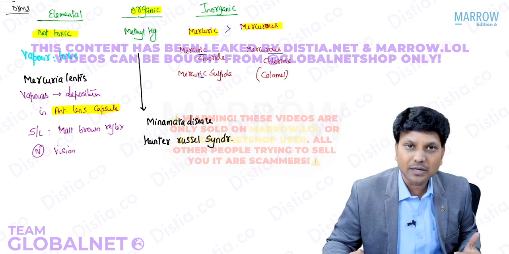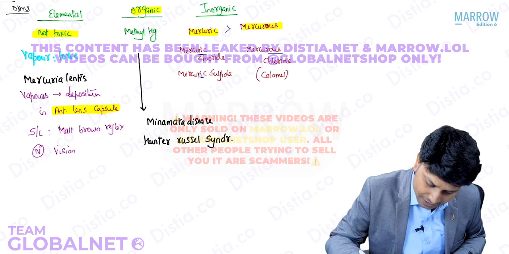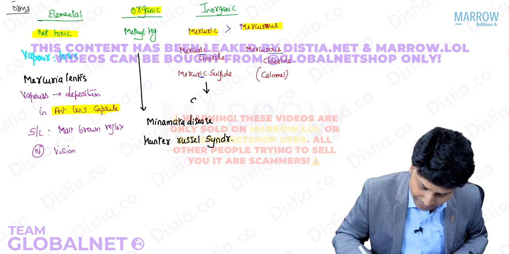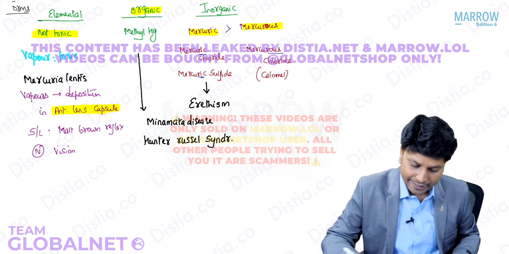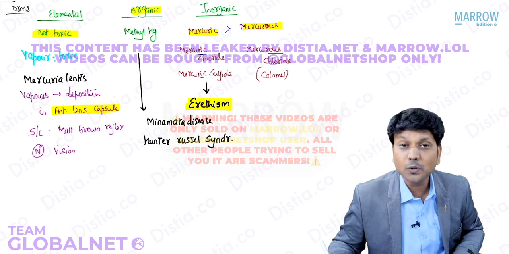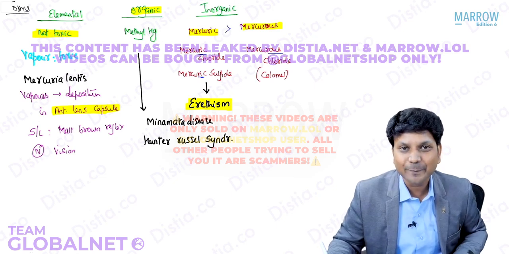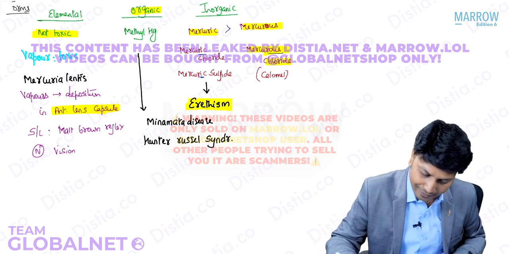Now coming to inorganic mercury, that I told you, mercuric salt. Mercuric salt will produce what is called erythism, mercurial erythism. I'll discuss that in detail. For now, you remember it is called erythism. The patient will have neuropsychiatric manifestation. The next important one is mercurous chloride. I told you it is calomel.